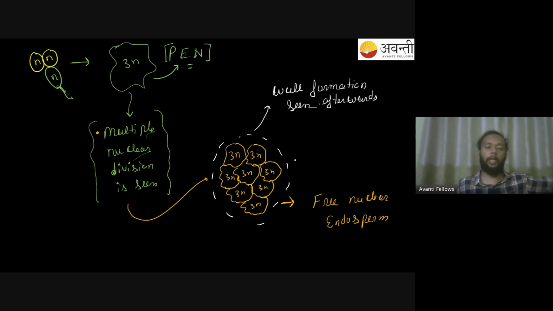Initially, the primary endosperm nucleus will undergo rapid mitosis and increase its number, and then later on the wall formation will be observed. And when this primary endosperm nucleus undergoes rapid mitosis, whatever endosperm has been formed is called my free nuclear endosperm. The best example of free nuclear endosperm is the coconut water that you drink. Okay? Free nuclear endosperm.